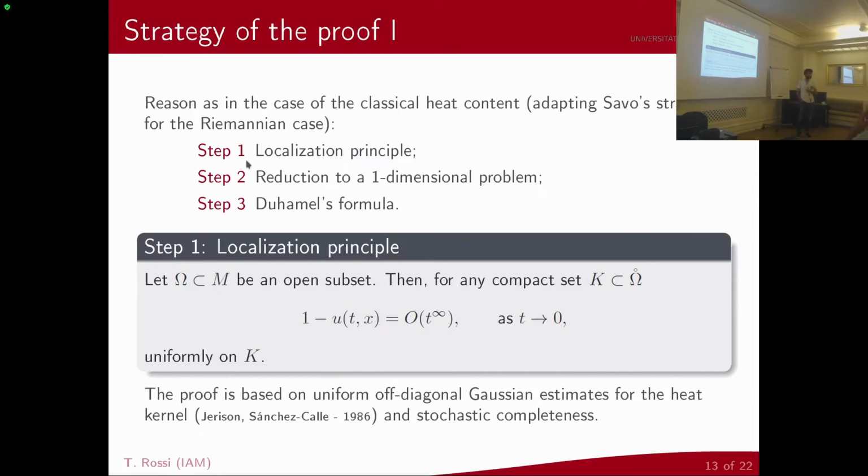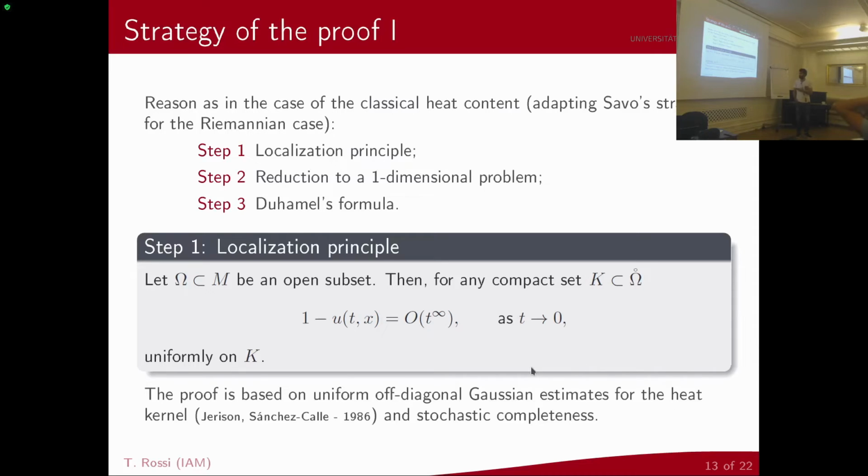So first of all, we have this localization principle, and we study this quantity, 1 minus u. Okay, so if we consider a compact set K bounded away from the boundary of the domain omega, then the function 1 minus u is exponentially small as t goes to 0, and this behavior is uniform as long as x is in K. In particular, the proof of this result is based on 2 main ingredients. So we need stochastic completeness for the heat kernel and double-sided Gaussian bounds. These are available in the compact case thanks to Jerison and Sánchez-Calle in 1986. And these 2 main ingredients in general may fail in the non-compact case, and so later I will comment about this result in the non-compact case.